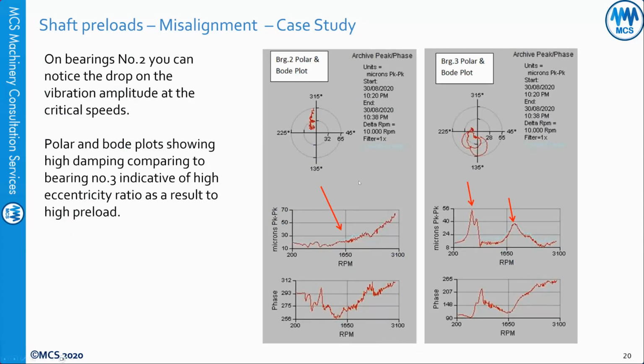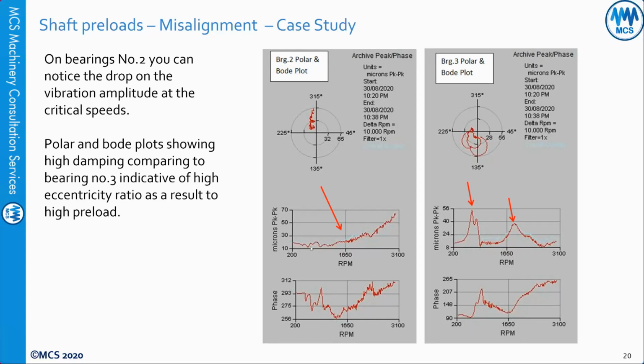This is bearing number 2, the one which has a very shifted, abnormal shaft position and also a flattened, highly preloaded orbit, and this is the Bode plot. This is the Bode plot for bearing number 3, the generator. This is the Bode plot for bearing number 2. This is the first critical speed, second critical speed. If you look at this Bode plot, we cannot see the critical speeds.